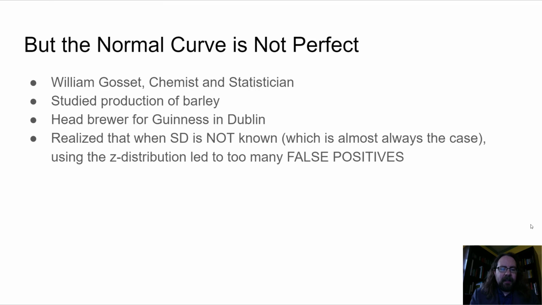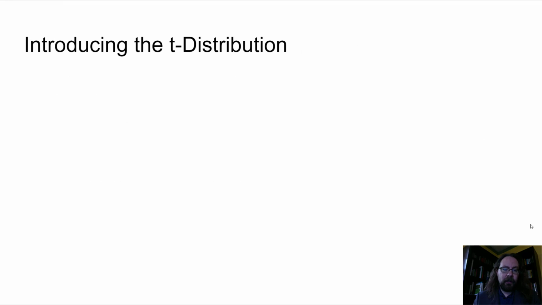William Gossett realized through trial and error that when the standard deviation of a parent population is not known, which is almost always the case, using the z-distribution led him to too many false positives. So basically, he was rejecting the null hypothesis too frequently. In investigation, he ended up realizing that a new curve was needed, so he couldn't use the normal curve for the work he was doing anymore. And this brings us to the curve that we now call the t-distribution.